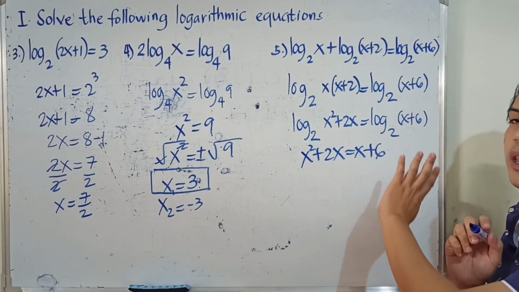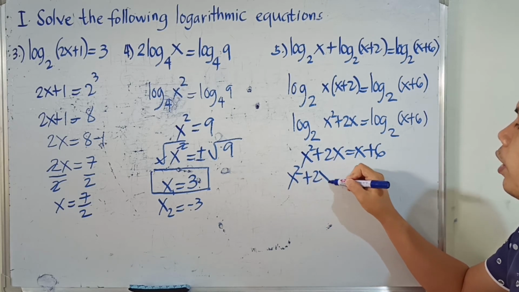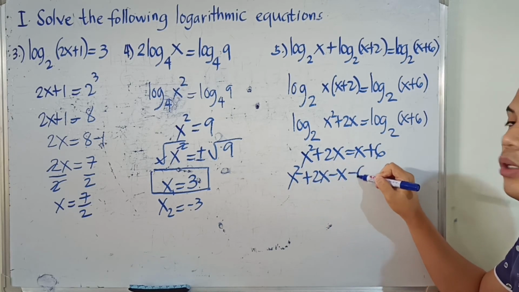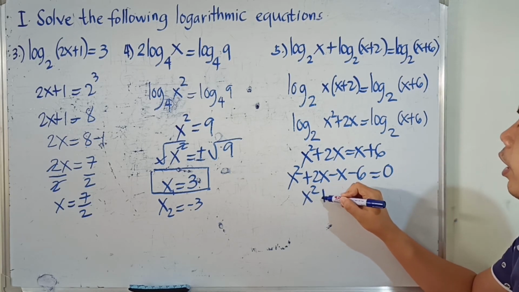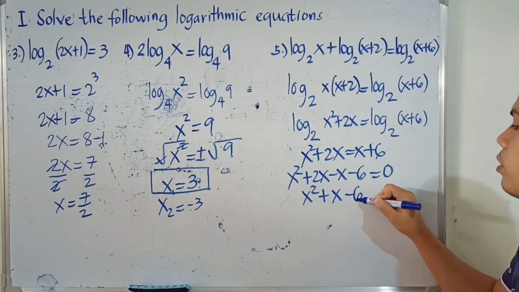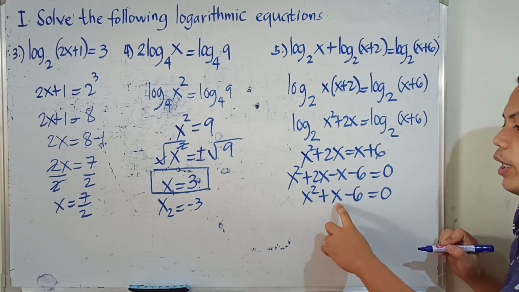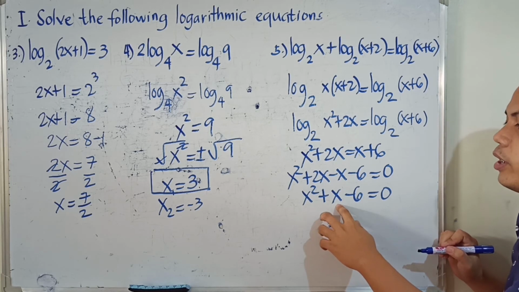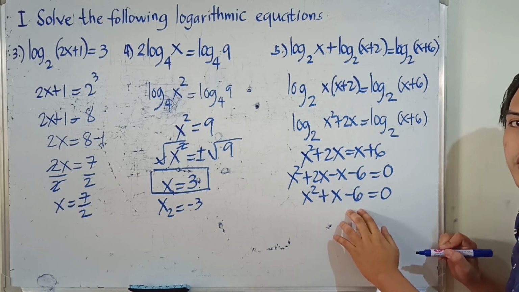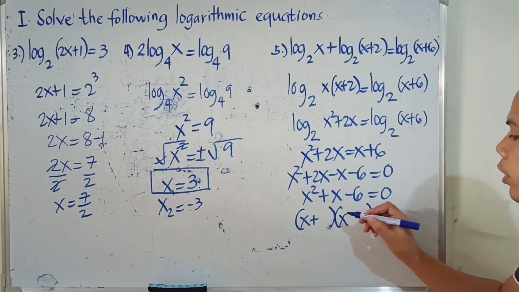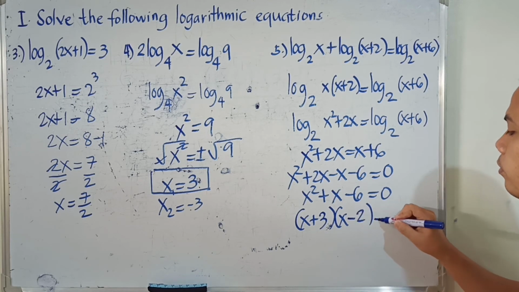So we can move everything to the left side of the equation. We have x squared plus 2x minus x minus 6 is equal to 0. Simplify further, we have x squared plus x minus 6 is equal to 0. So 2x minus x is equal to x. Then, to get the roots, we're going to factor the expression. So the factors are x plus 3 and x minus 2.